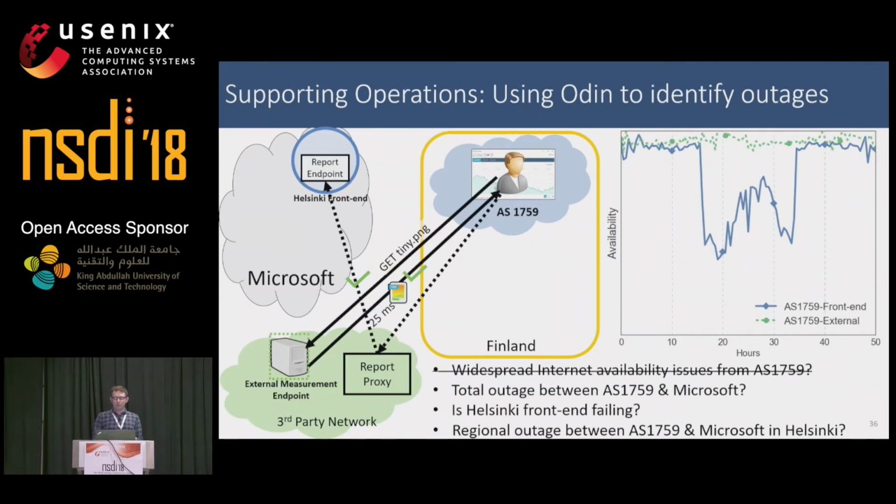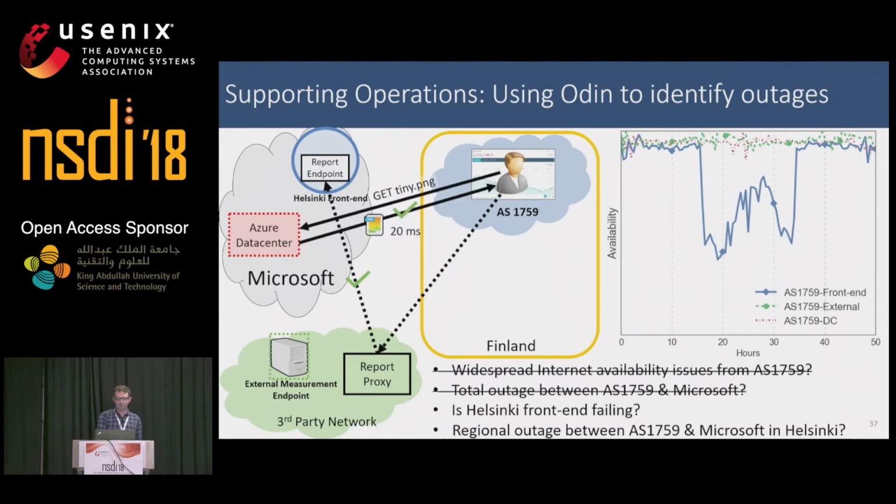So next, we examine measurements to an external measurement endpoint. And these are successful. So this suggests that this isn't a widespread issue with AS 1759. Odin clients not only continuously measure their application front end, but also other Microsoft destinations, including an Azure data center. These measurements reveal that clients can still reach Microsoft. So this doesn't appear to be a total outage between AS 1759 and Microsoft.